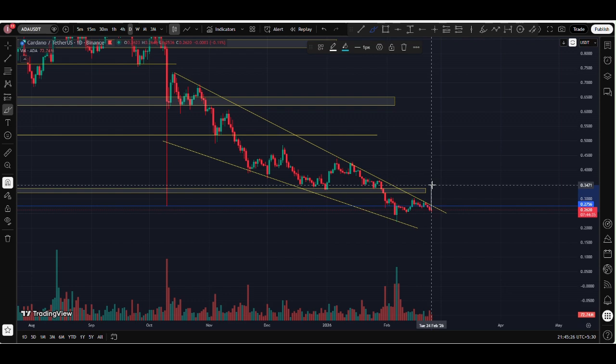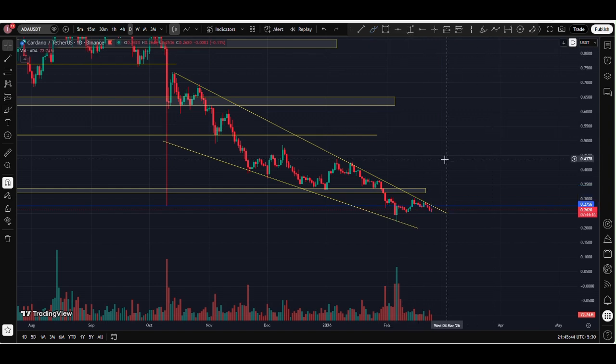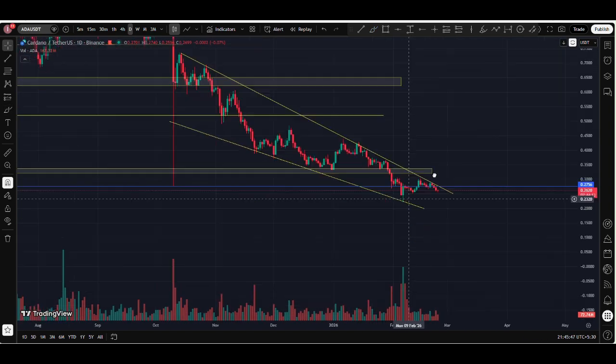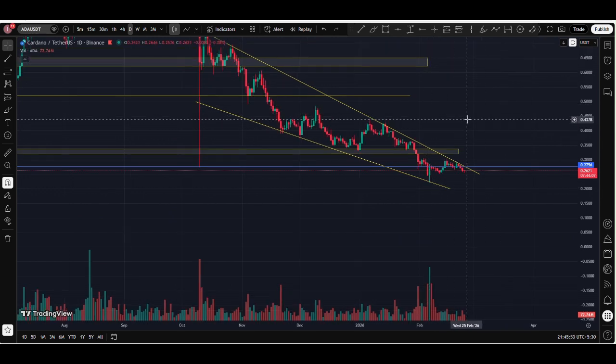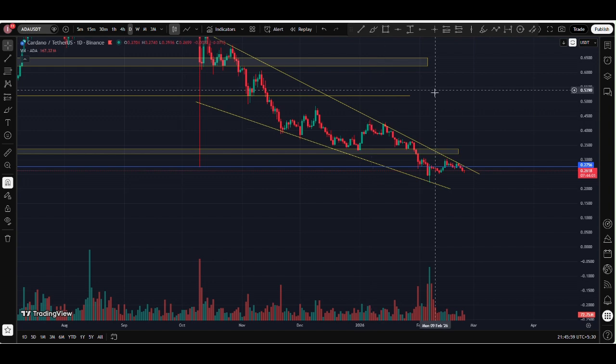If it breaks out and confirms, then maybe on a retest we can enter the trade in this area. So we can put the stop loss below this wick and we can get the target 0.4285.